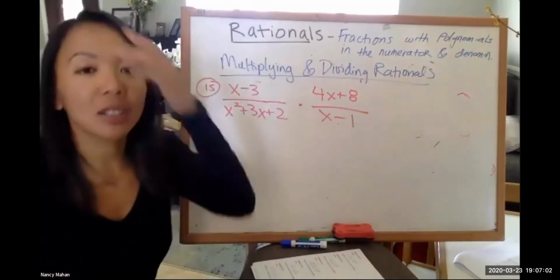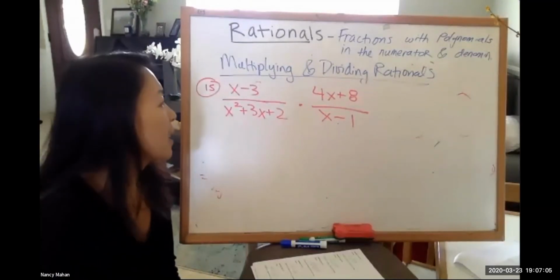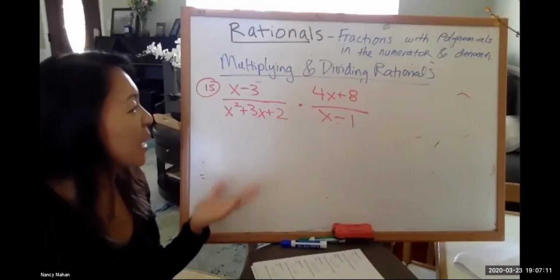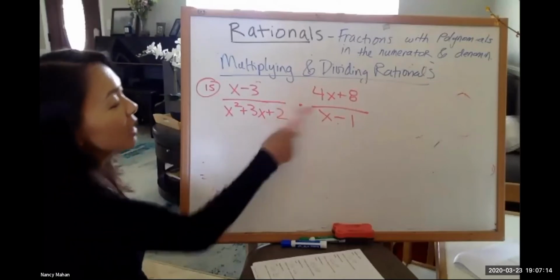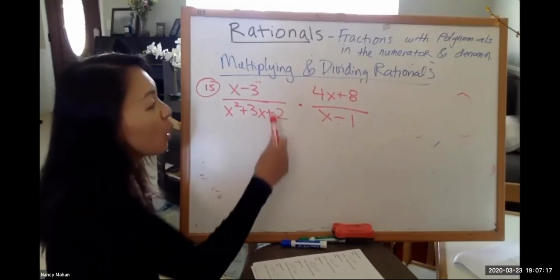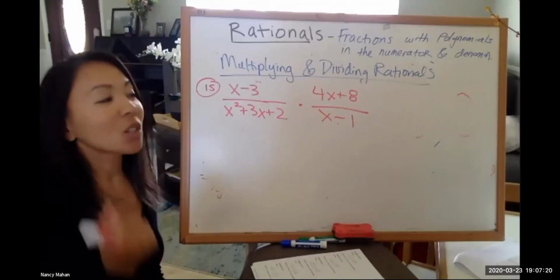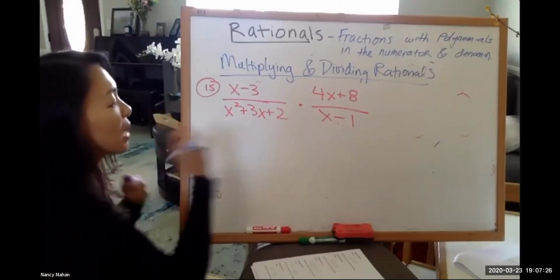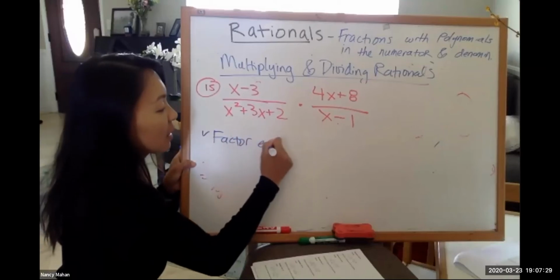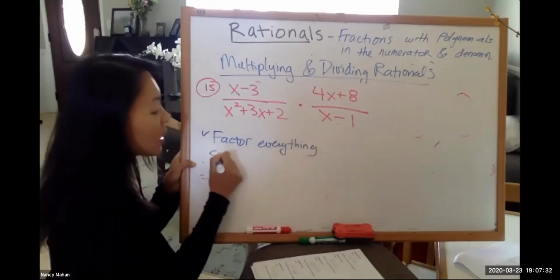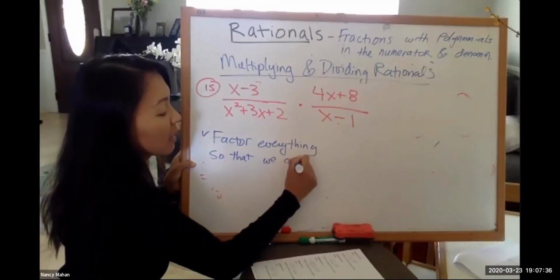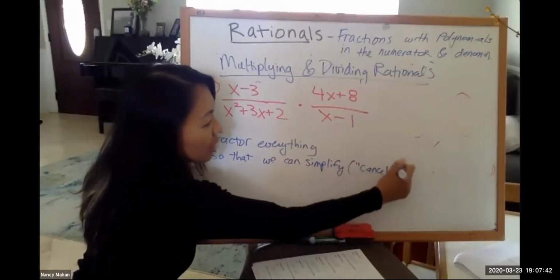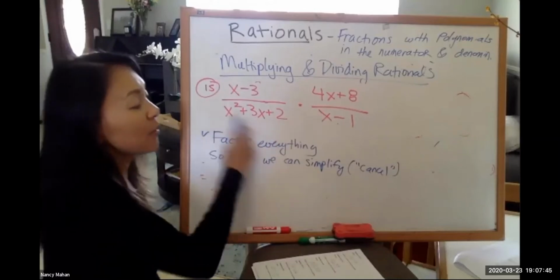Now we're multiplying rationals. It doesn't look as clean and simple as what we did earlier, but it's going to be the same idea. That's a lovely thing about math: the rules are always the same. Remember what we did earlier, where we can only cancel out common factors. So the key thing is you need to factor it before you simplify it. Before you do anything, you must factor everything so that we can simplify. When we simplify, that's what we say cancel out, when we cancel out common factors. So we have to factor everything first.